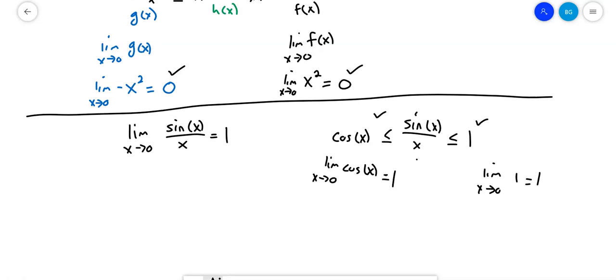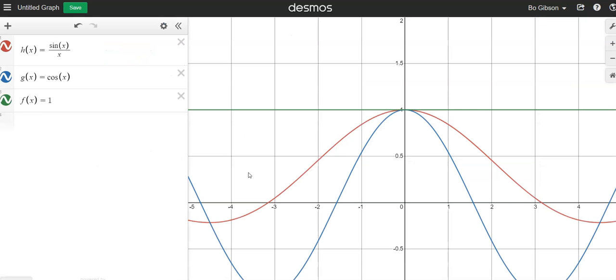And to give you a graphical perspective, let's go over to Desmos. And so here you can see it. We've got sine of x over x in red, and then cosine in blue, and the constant function 1 in green. And just like we said, cosine's always smaller than the red function, which is the limit we actually want, which is always smaller than the green function, which is constantly 1, or at least equal to, I should say.